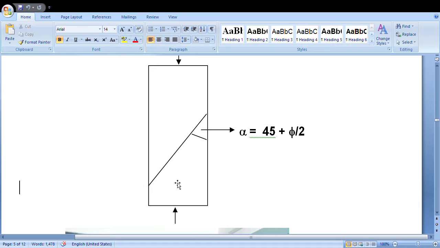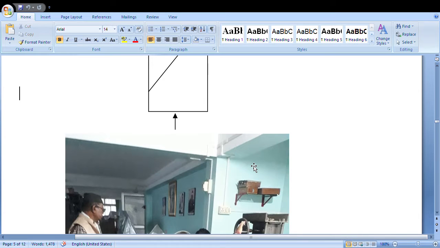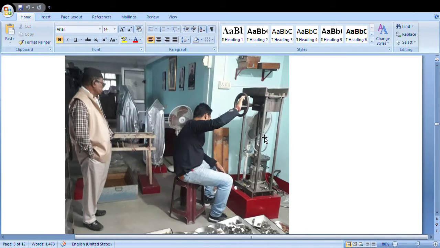Here the settlement criteria will be the deciding factor. That means very soft soil. I do not say it is not suitable, but it is a costly proposition. Now, how to carry out this test.